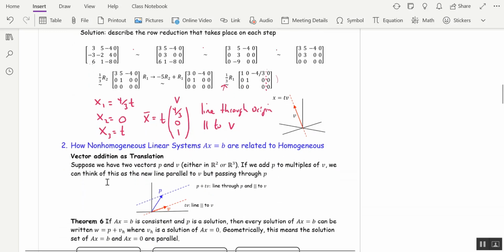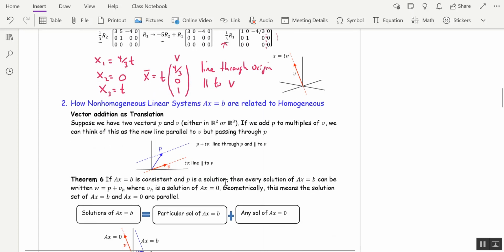So before I talk about theorem 6, I just want to mention how we're going to think about vector addition. We're going to think about it as translation. So suppose I have two vectors p and v, and in this picture they're in R2. If we're adding p to multiples of v, that has the effect of taking this line and translating it up to this blue line that goes through p, but it's still parallel to v. And the reason for that is when I add tv to p, remember, you do the diagonal of the parallelogram. That would be this point here. That's p plus tv. It's going on this line here, parallel to v through p.